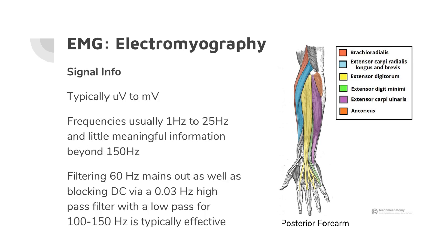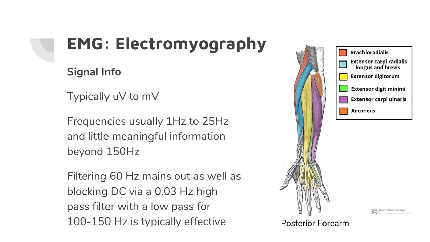So to proceed a little bit forward, like I was saying, the signals for EMG are usually on the order of microvolts to millivolts. Generally speaking, you have frequencies on the order of 1 hertz to 25 hertz that are of the most interest. But all of your meaningful information for EMG is generally going to be under 150 hertz.